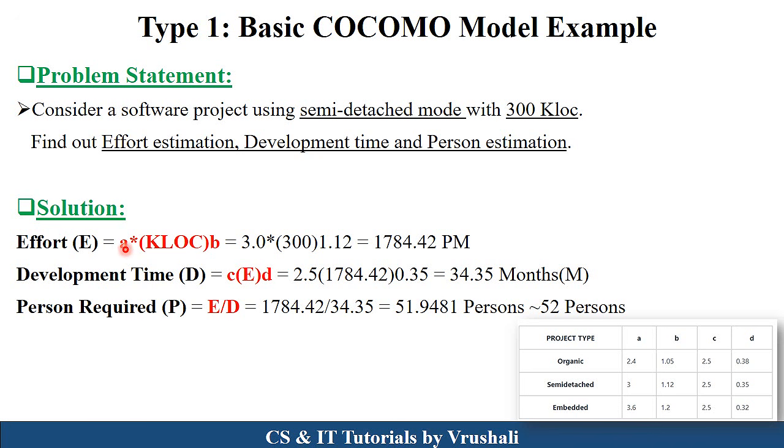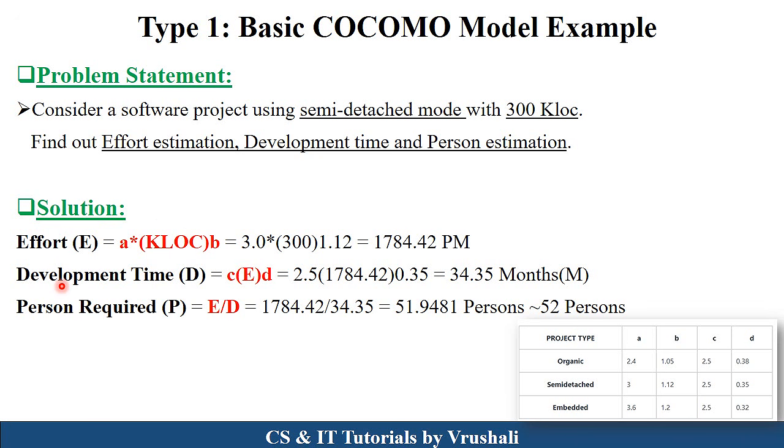So put in the values of A and B. This is a semi-detached type of project. See here in this table. The value of A is 3 and the value of B is 1.12. So put in the values of A and B, and the lines of code is 300 as per the problem statement. It means 1784 person-months of effort is required.